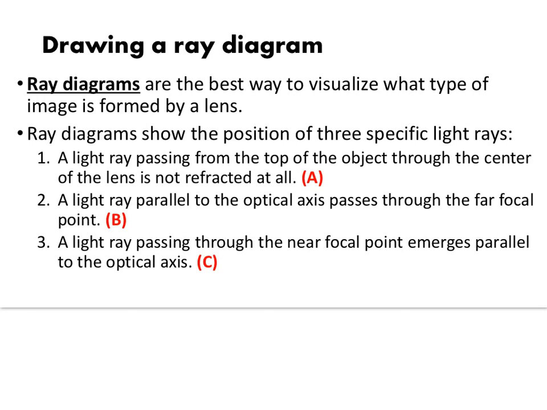And then the third ray, a light ray, passes through the near focal point, so the one on the same side of the lens as the object, and then emerges from the lens parallel to that optical axis. Now let's look at what that actually looks like.